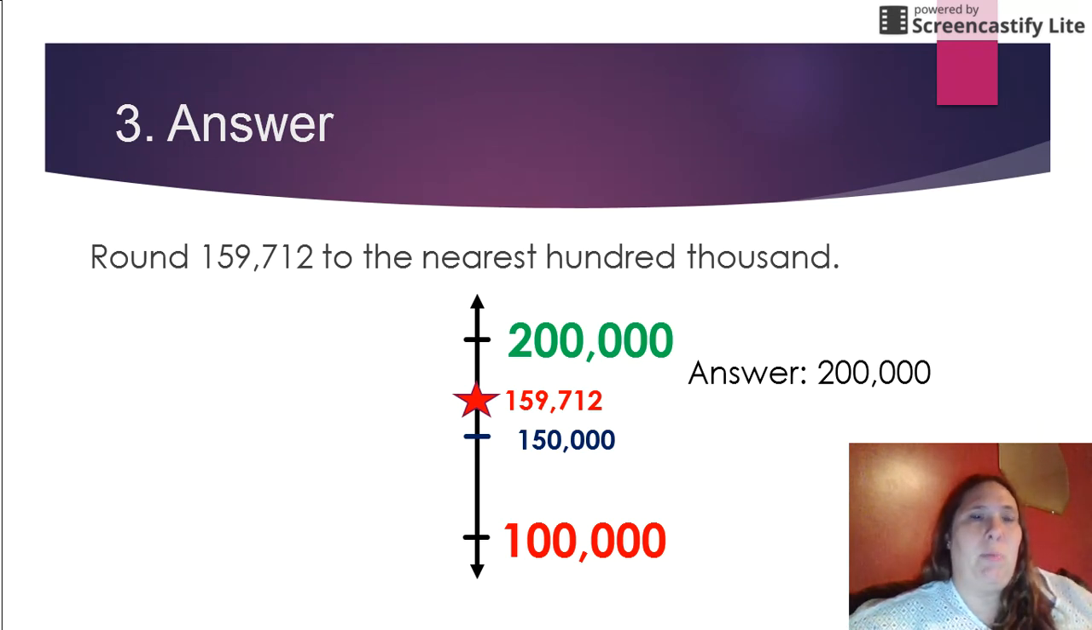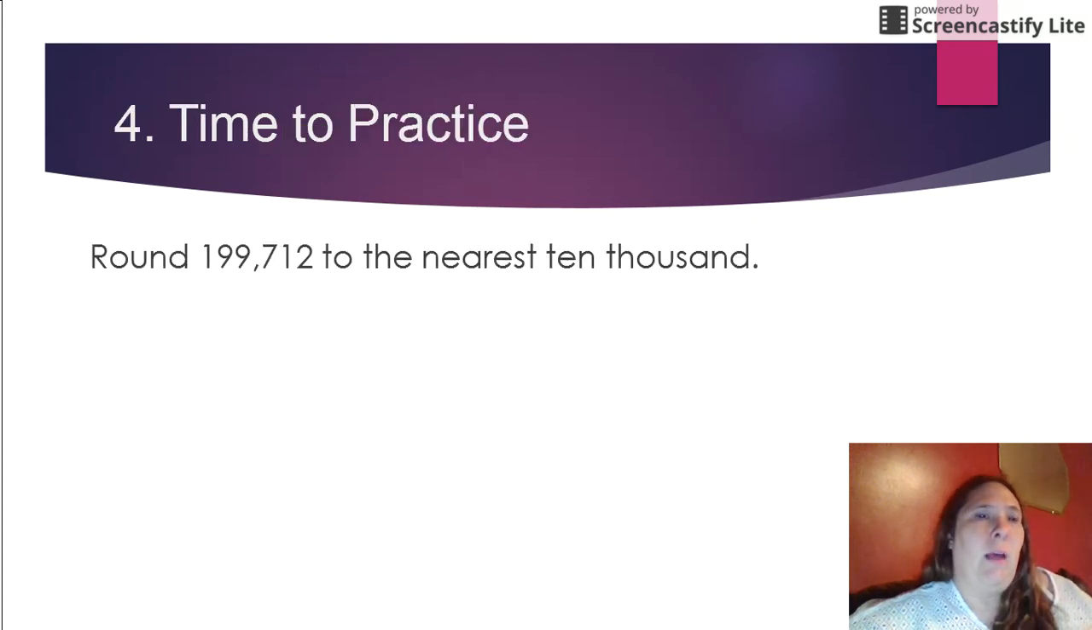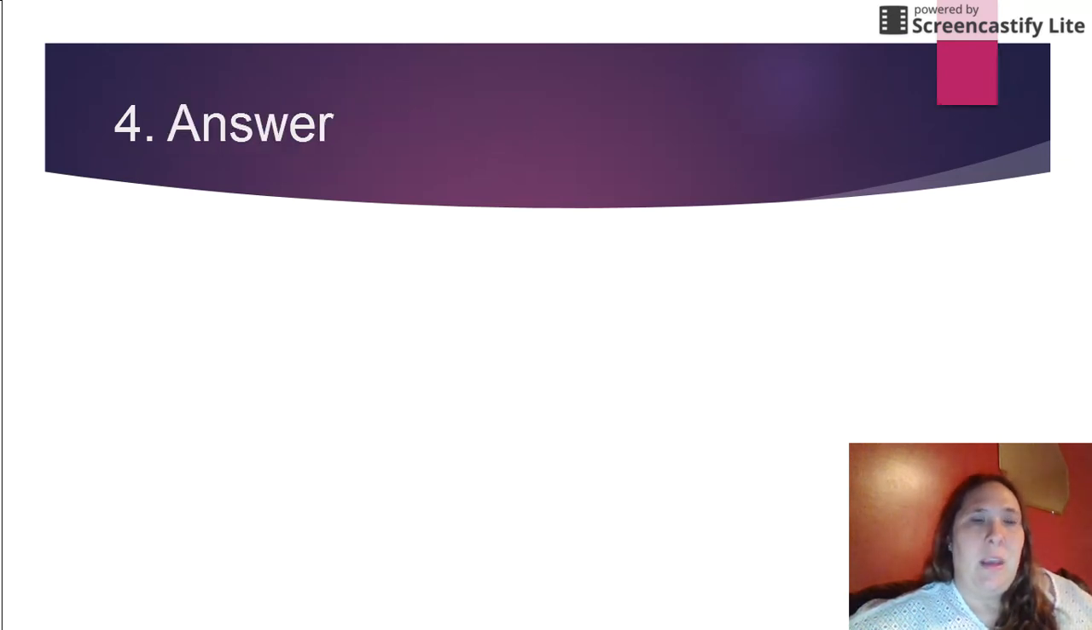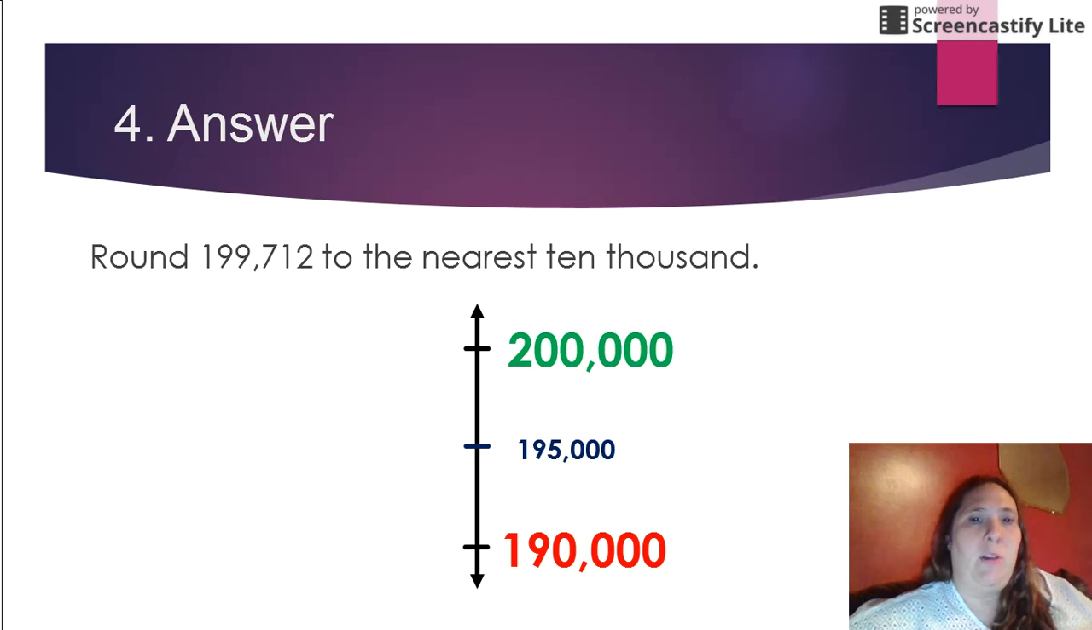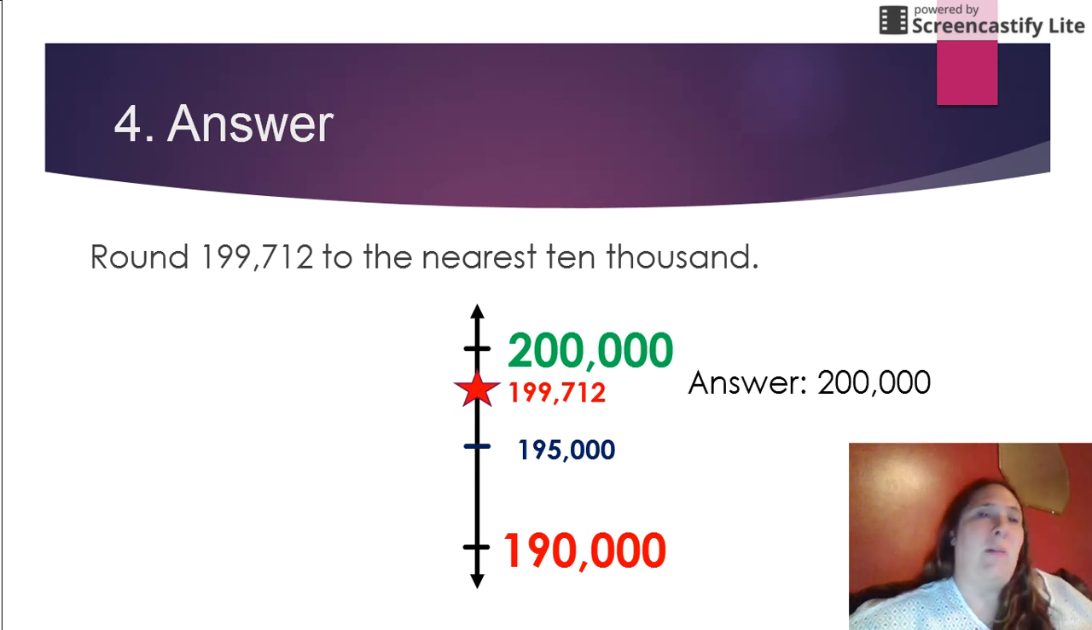One more question to practice before you get a chance to work on this all on your own. Round 199,712 to the nearest 10,000. Pause the video and work the problem. The answer to your problem, first you would draw your number line. You should have 190,000 on the bottom and 200,000 on top, with 195,000 being in the middle. When you would place your number, it should be about here. Since it's in the top half of your number line, your answer should be 200,000.